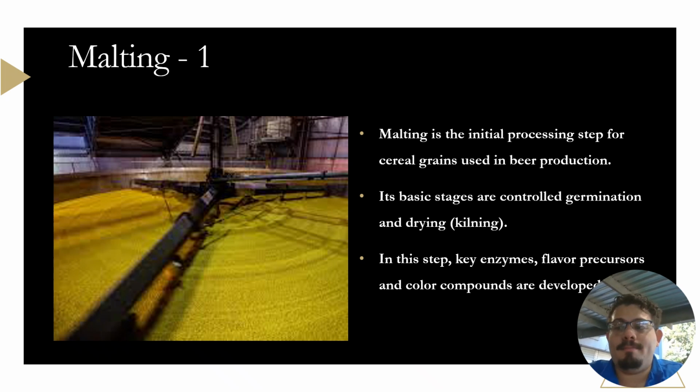Once the grain has been malted, we can move on to step 2, which is milling, and step 3, which is mashing. Here we can see the system that does the malting process. And now we can go to the next step.